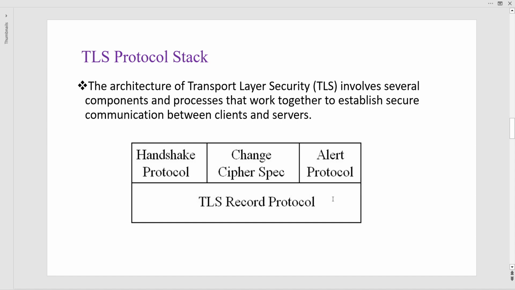TLS protocol stack. This is the architecture of transport layer security, which involves several components and processes that work together to establish a secure connection between client and a server. Handshake protocol, change cipher spec protocol, alert protocol, TLS record protocol. Now we'll discuss the TLS record protocol.